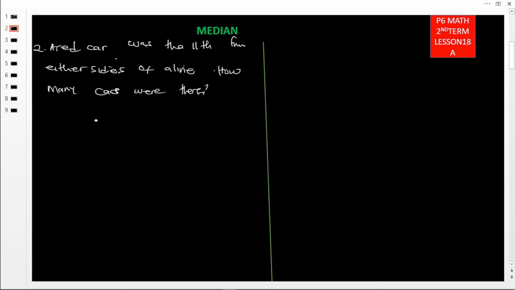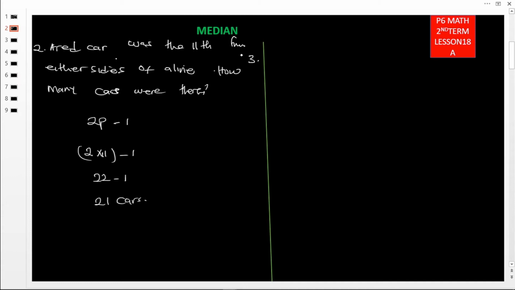So what is our formula? We have said 2p minus 1, where p stands for the position. So 2 times the position, which is 11, then minus 1. So this is 22 minus 1. So there were 21 cars in the line.